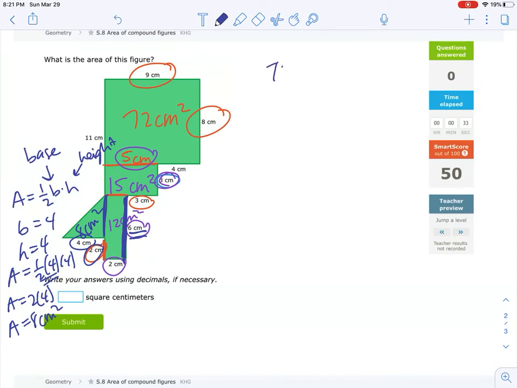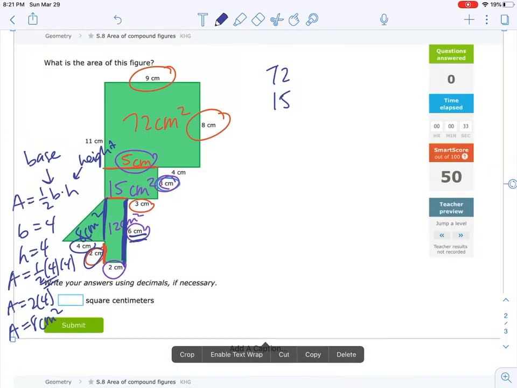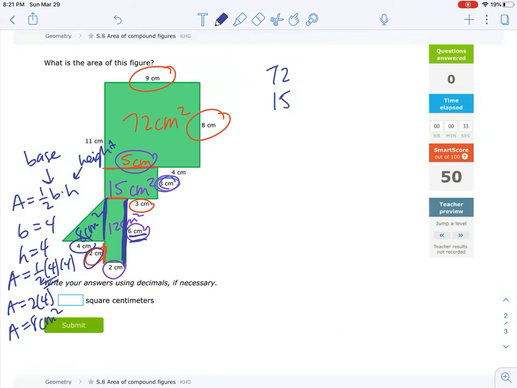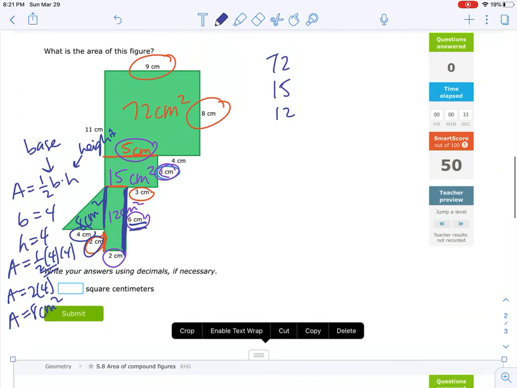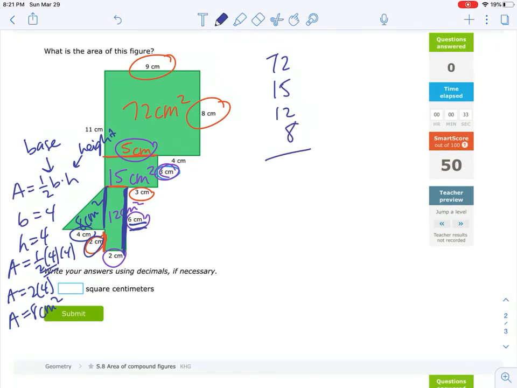I need to add all of these together to get my total area. 72, 15, 12, and 8. So 2 and 5 make 7, 7 and 2 make 9, 9 and 8 make 17. All of that, 7 and 1 is 8, 1 is 9, 1 is 10. So 107 square centimeters. You add all of those areas together.